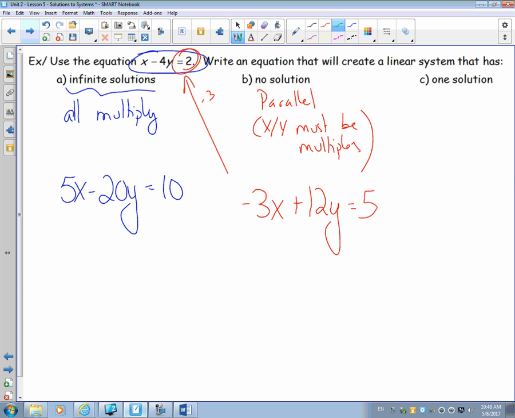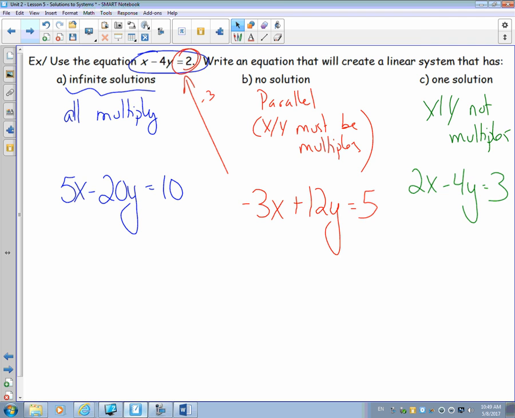And the last one, one solution, x and y not multiples. So let's change the x value. Let's change that to 2x. And if we keep the y the same, well, that means they're not multiples anymore. That means they're going to cross somewhere. Our slopes will be different. Our directions are different.